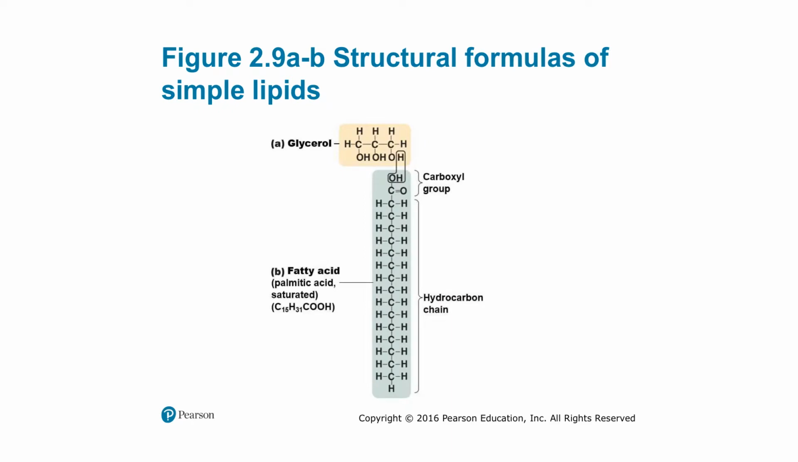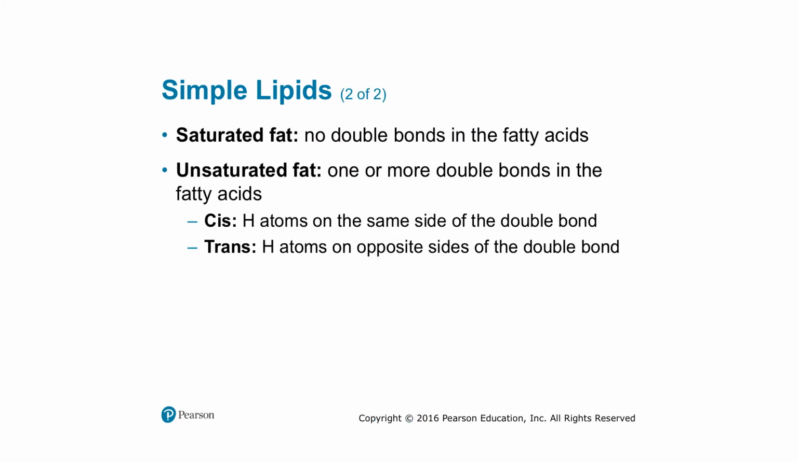And so here we've got our glycerol right here, and then we've got our fatty acid right here. And so this is the structural formula of a simple lipid. A saturated fat has no double bonds in the fatty acids, and an unsaturated fat is going to have one or more double bonds in the fatty acids. And this is where we get cis and trans. And so what's going to happen is if it's cis, that means it's going to look like that.